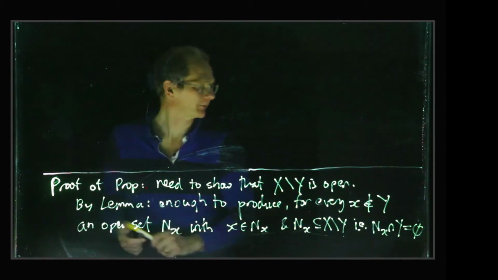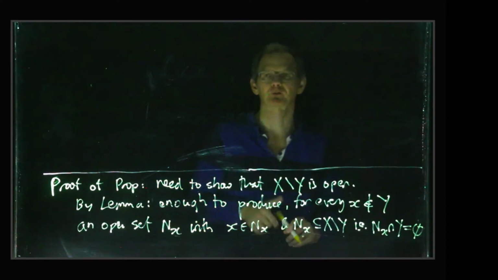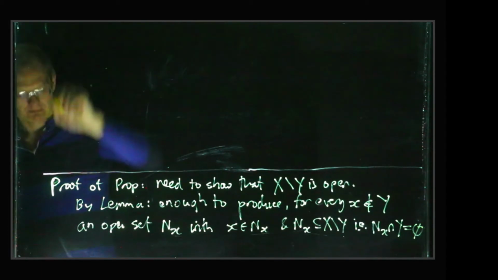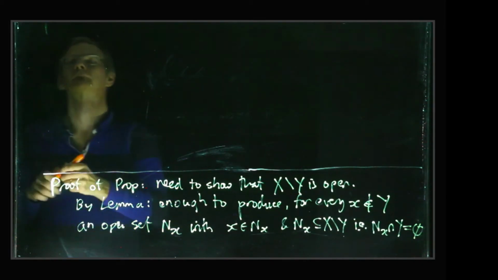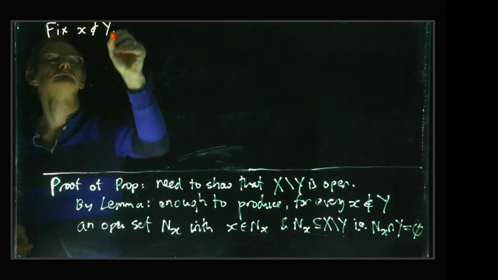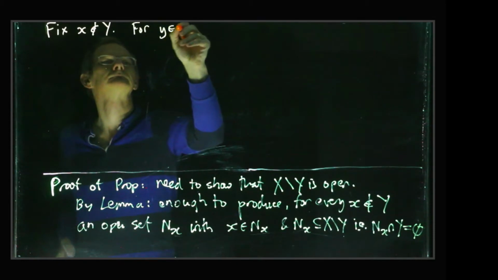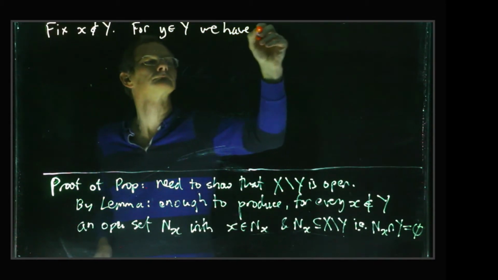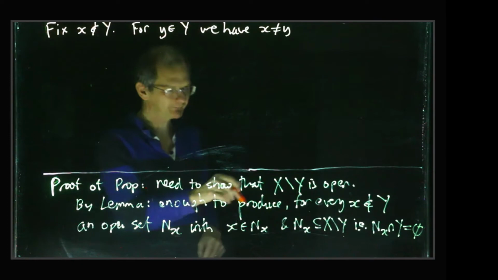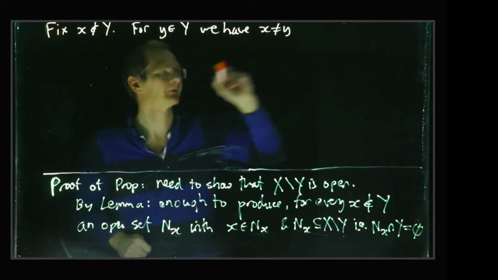Okay, so now we have to somehow produce this Nx. And remember, part of our assumptions for this proposition was that X is Hausdorff. So we're going to use the Hausdorff property now. If we fix the point x that's not in Y, and then suppose you've got some point y that is in Y, well then obviously it's got to be different from x.